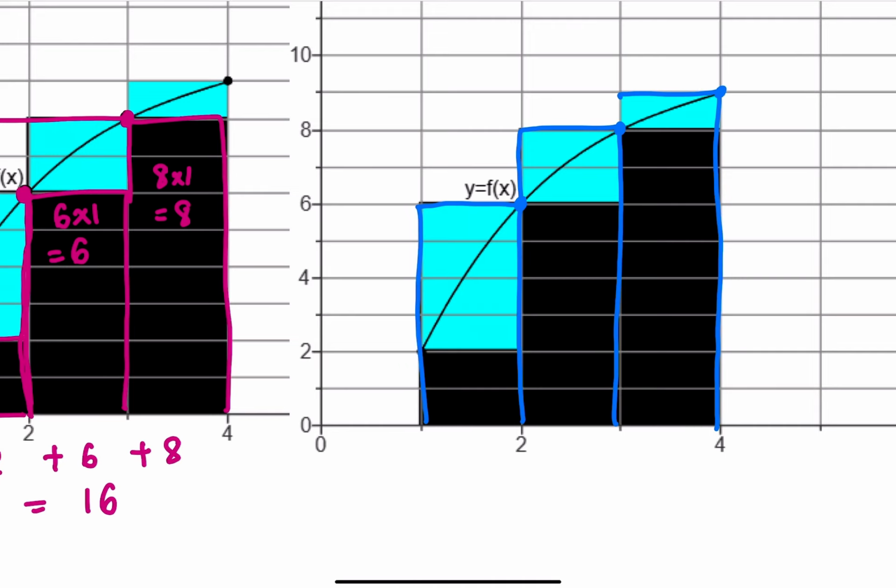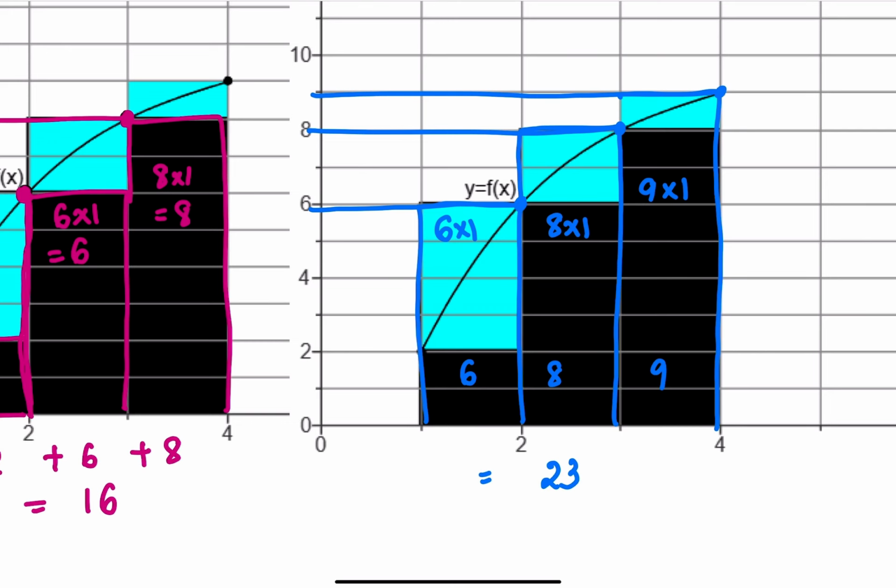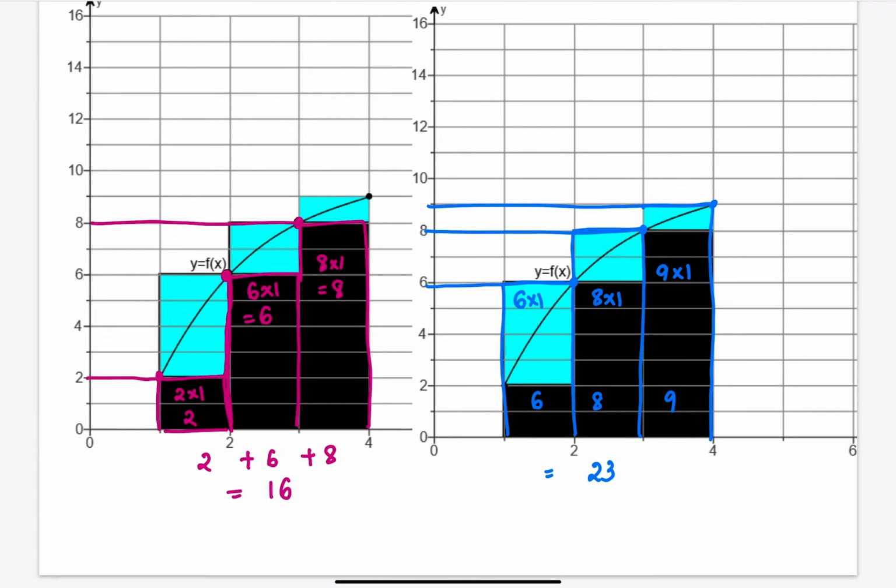So for the area of this rectangle, the height is 6. 6 times 1. The height is 8. So 8 times 1. The height is 9. 9 times 1. So this is 6 plus 8 plus 9, which is 14 plus 9, 23. And the difference between the left side and the right side is the error. So 23 minus 16 is 7. So your error bound is 7.